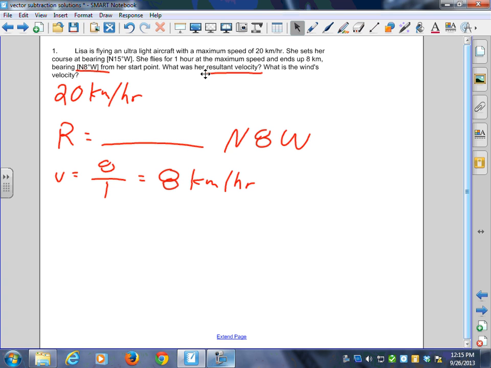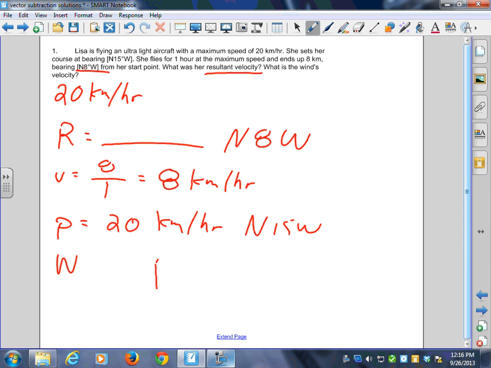Do we know the plane speed? Yes, we do. The plane speed is 20 kilometers per hour, and that's at north 15 west. What we don't know is the wind speed. The wind obviously made her fly slower. She could have gone 20 kilometers an hour if there was no wind. She only ended up flying 8 kilometers an hour in a slightly different direction because of the wind.